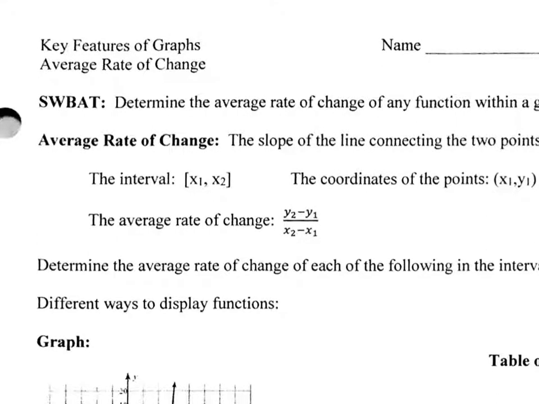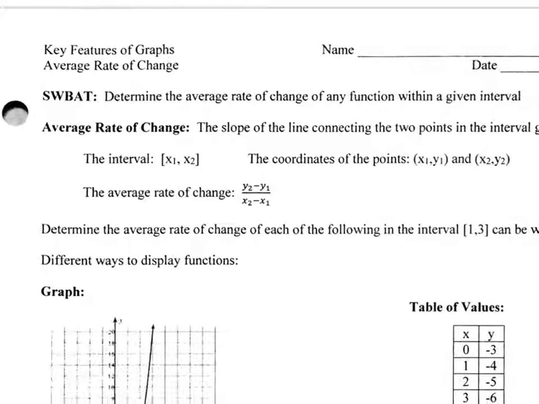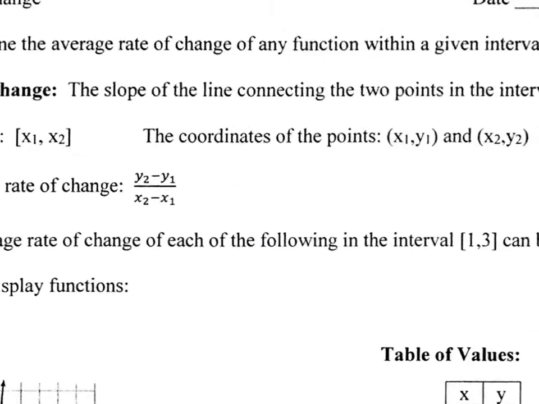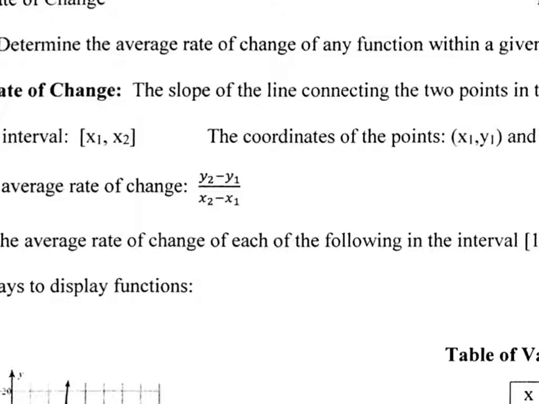Another key feature of the graphs is the average rate of change. With average rate of change, you're basically finding the slope between 2 points and seeing how quickly it increases or decreases. So the formula may look familiar to you. This is the formula right here. It's the formula of slope, y2 minus y1 over x2 minus x1, the change in y over the change in x.